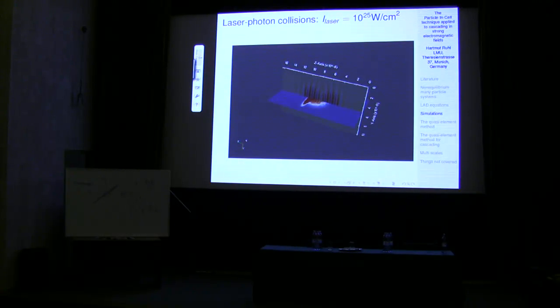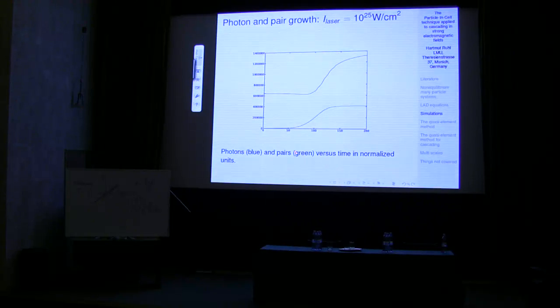That's not working so well. So you see that's better visible. This is now the electron production during the collision. You see. And here is the radiation production.